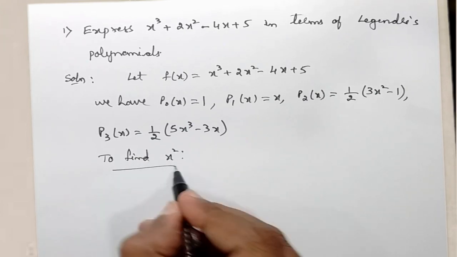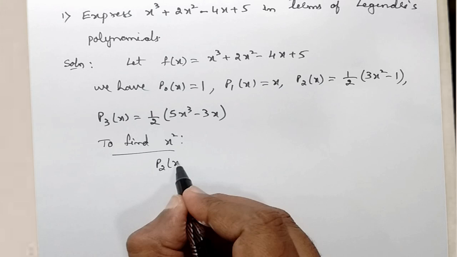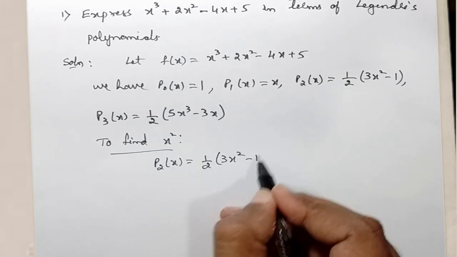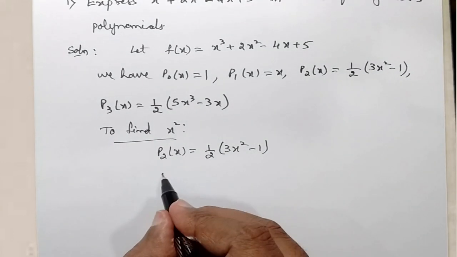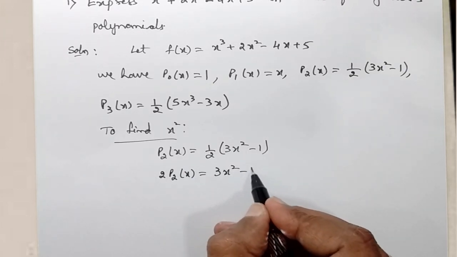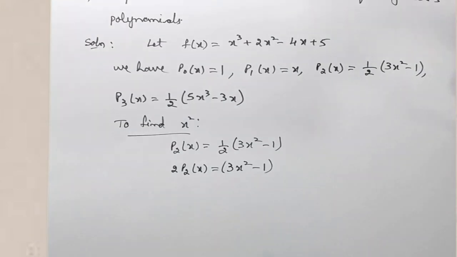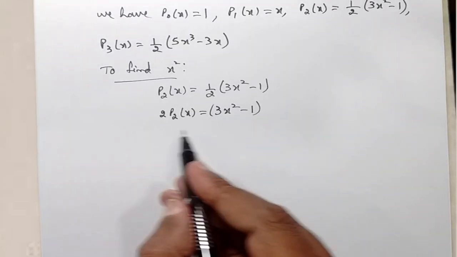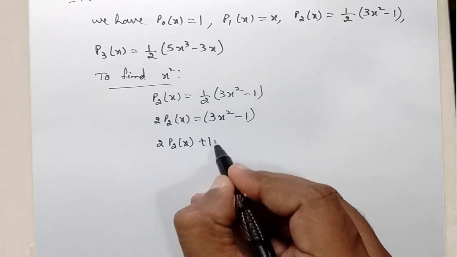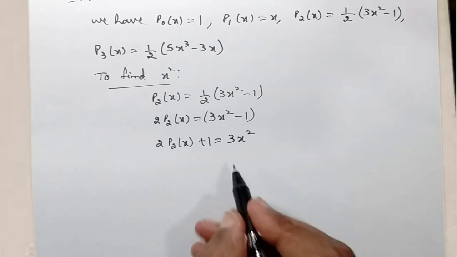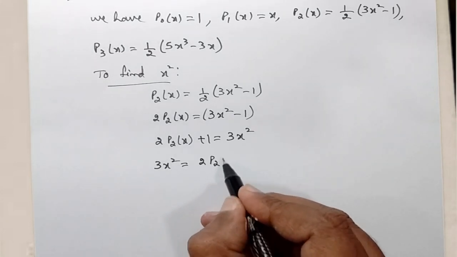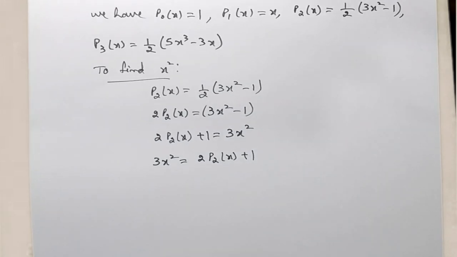We have P2 of x equal to 1 by 2 times of 3x square minus 1. So cross multiply the 2 on the other side: 2 times of P2 of x will be equal to 3x square minus 1. Or if I take this minus 1 on the other side, it becomes 2 times of P2 of x plus 1 equals 3x square. You want the x square value, so 3x square will be equal to 2 times of P2 of x plus 1.